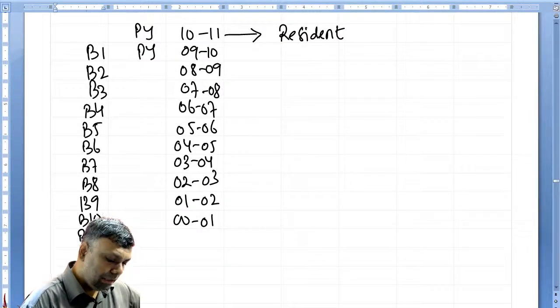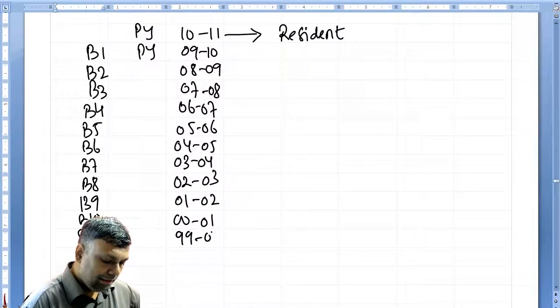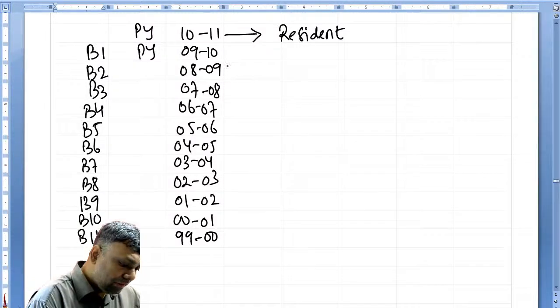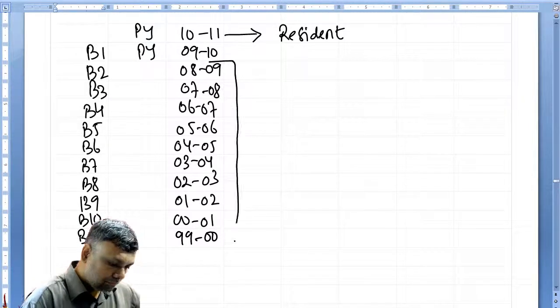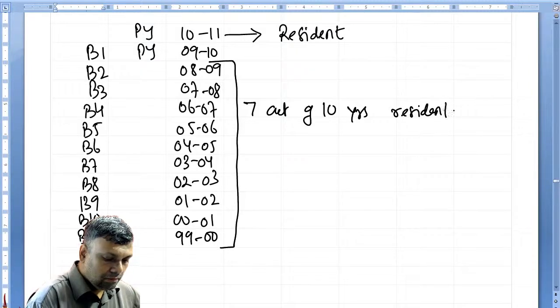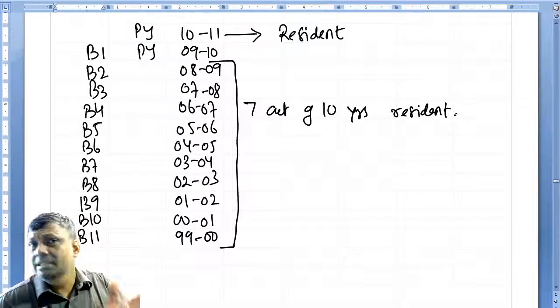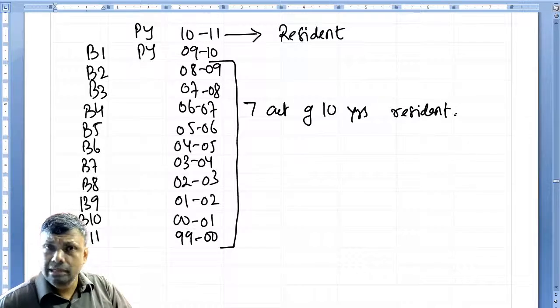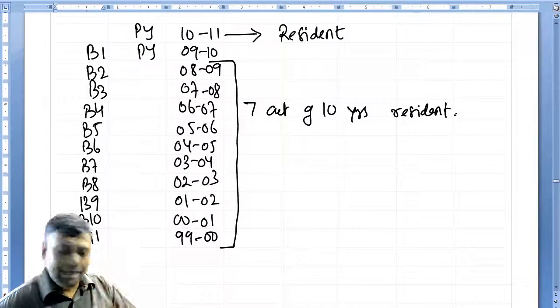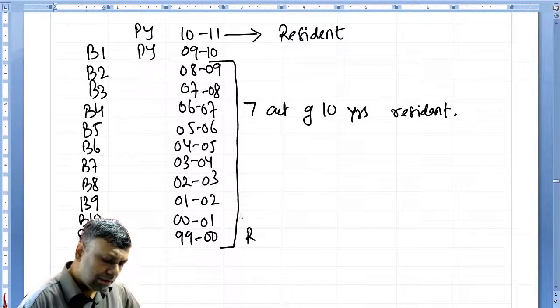So I'll have to add one more year, 99, 2000. I'll have to add that particular year. And before this, 7 out of 10 years you are resident. But again, exactly which 7 years is not given to us. But you can take an extreme case. Suppose from the bottom line you write resident, resident, 7 of them: 1, 2, 3, 4, 5, 6 and 7.